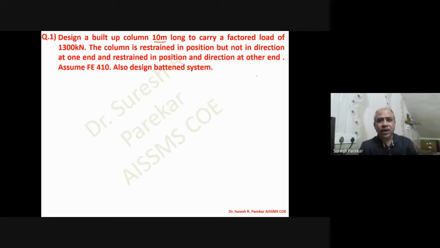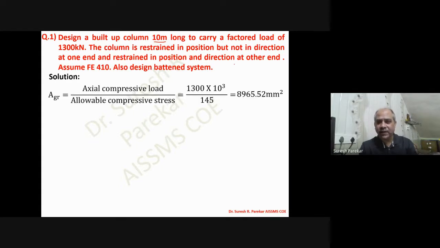Now we have this column with a load of 1300 kilonewton, 10 meters long. One end is restrained in position but not in direction, that is a simple support, and the other end is restrained in position and direction, that is fixed. And we also have to design the batten system. I will not go into detail on the design of the column, which we have already seen.